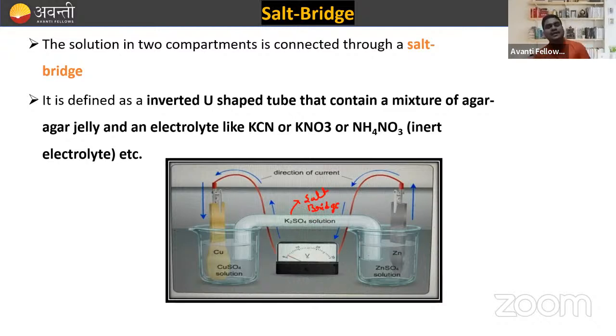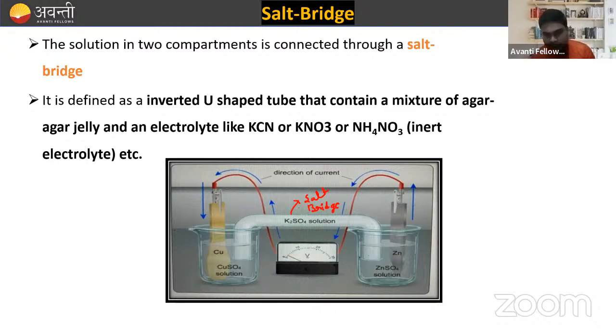It is defined as an inverted U-shaped tube that contains a mixture of agar-agar jelly and an electrolyte like KCl, KNO3 or ammonium nitrate. They are also called inert electrolytes, right? So these are basically the salt bridge.